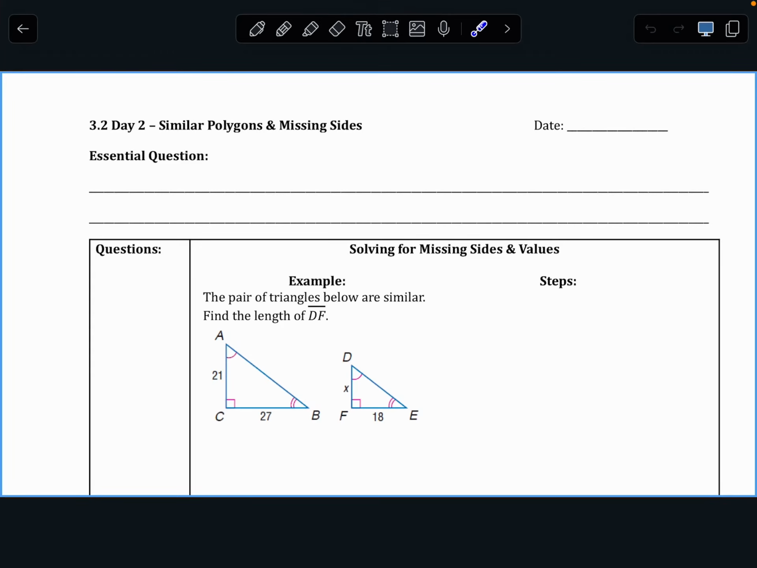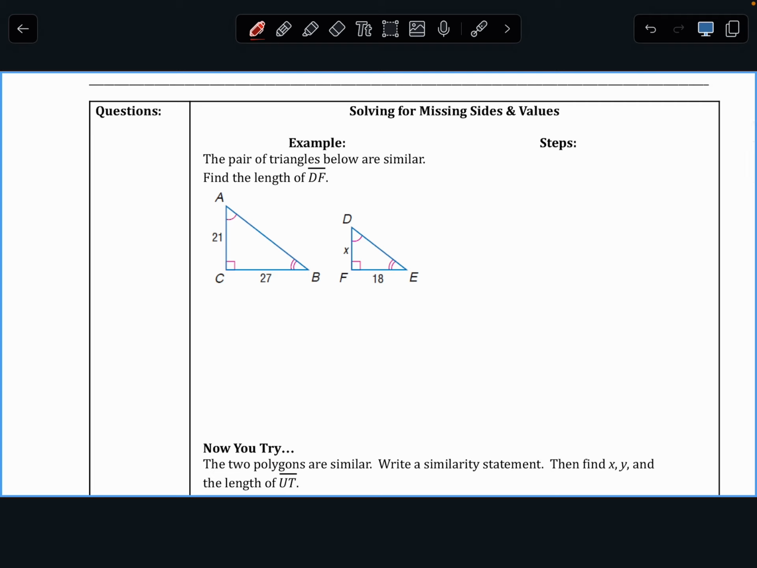So we talked about similar polygons yesterday. For similar polygons, you need congruent angles and proportional side relationships. So when we look at this first set of triangles, I'm telling you that they are similar. That means all of that information is true.